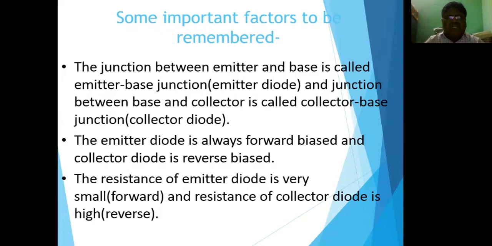The emitter diode is always forward biased, and the collector diode is always reverse biased. Please remember, the emitter diode is forward biased and the collector diode is reverse biased. One is forward biased, the other reverse biased, and that is why it is called the BJT, bipolar junction transistor.